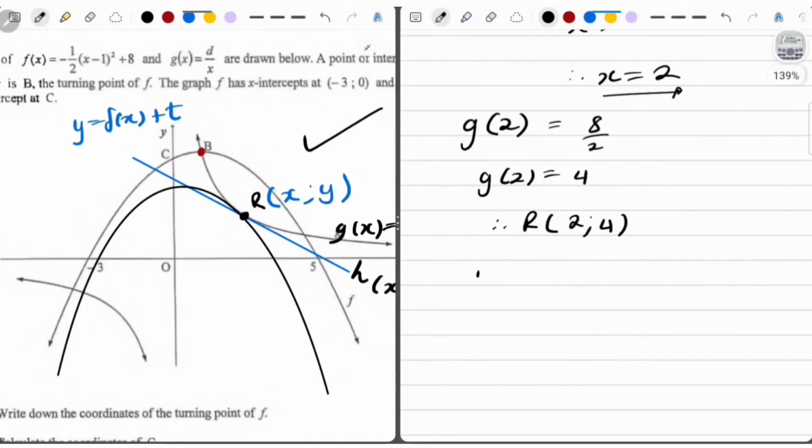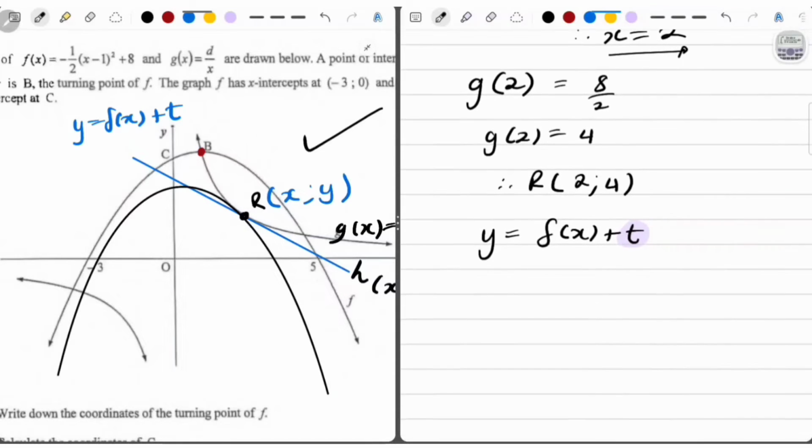You see, the equation is y is equal to f of x plus t. And we just need to find out what exactly is t, right? What should t be for this to intersect R, to pass through R? Well, we're going to take R and substitute it into here, saying that it's a point on this. And then we'll find out exactly what t must be for it to intersect with R. So this is x and this is our y value.